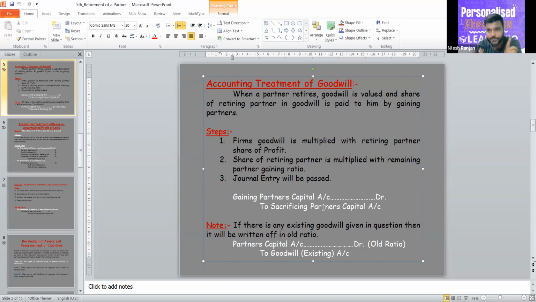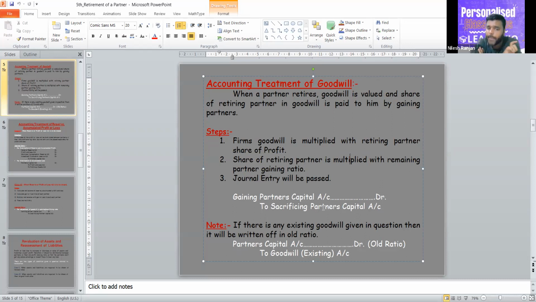Now, goodwill is an asset, and you have to depreciate all the assets. So what do you think, goodwill will be written on which side of the journal entry? Asset, so it will be on the credit side. An asset is written on the credit side if it is decreasing. We are writing off the goodwill, so it is decreasing or removed from the balance sheet. That's why goodwill is credited here.